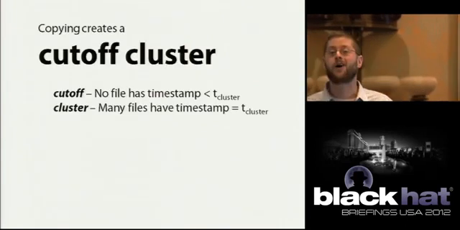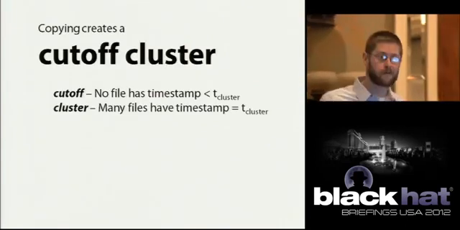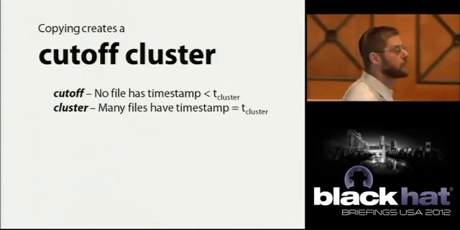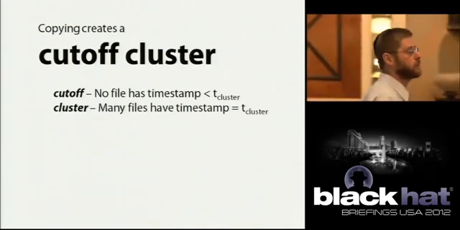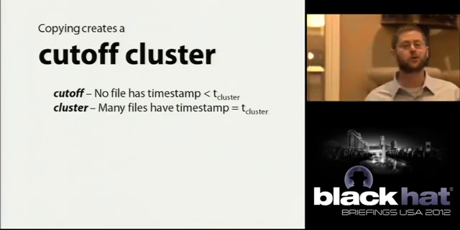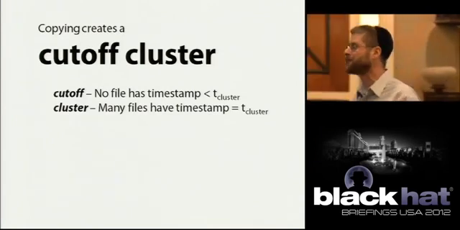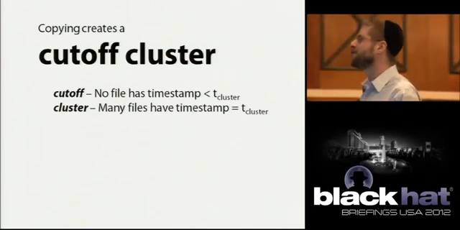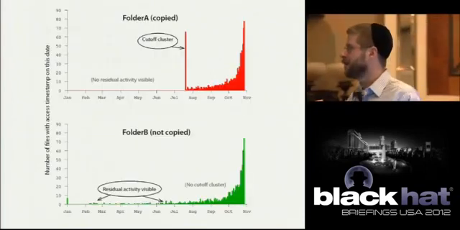I call it a cutoff cluster. It's a cutoff because no file will have an access timestamp less than the time of copying. Right? We can come in a week, a month later, and we'll still see that. And it's a cluster because many of those unpopular files have timestamps equal to the time of copying. So this is what the plot is.